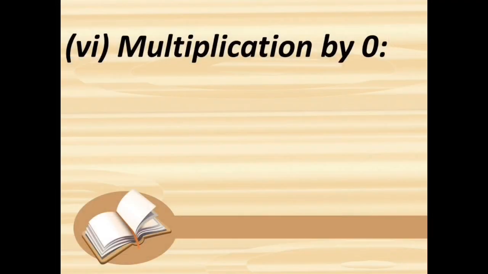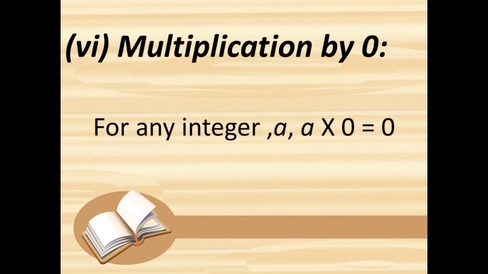The next property, that is the sixth property, is multiplication by 0. It says that for any integer a, a multiplied by 0 is equal to 0. That means on multiplying any integer by 0, we will get our answer as 0. Now let us see with the help of an example.